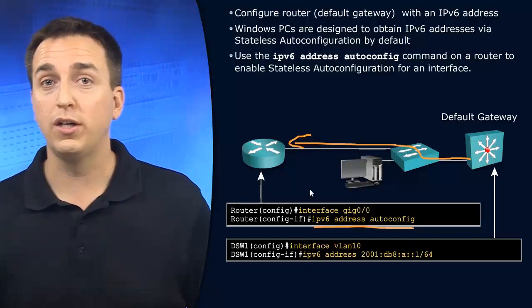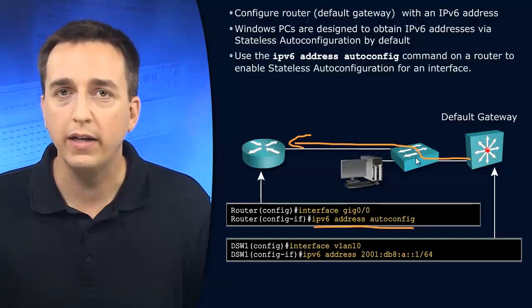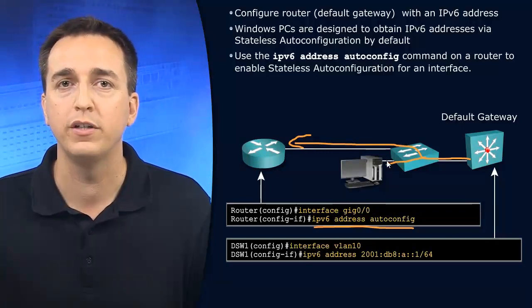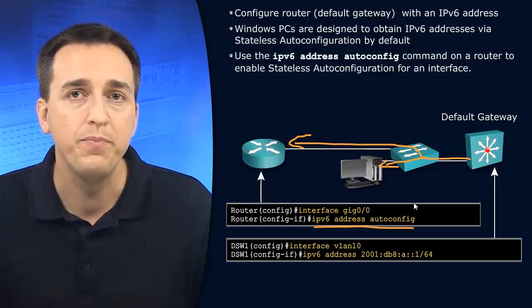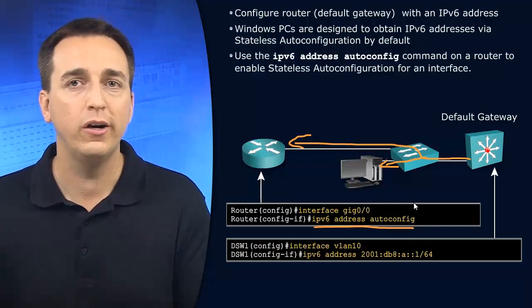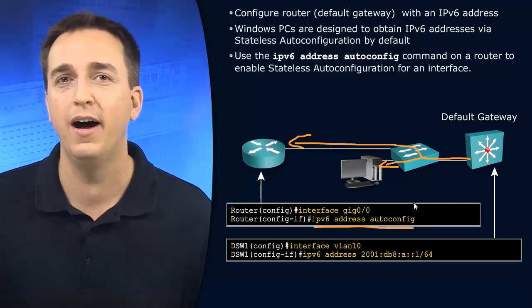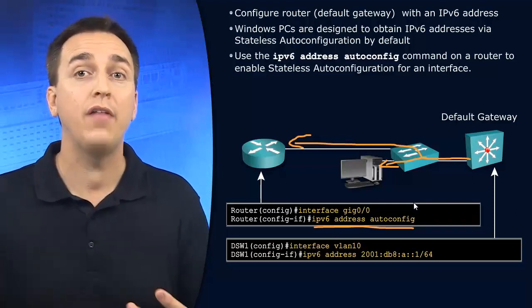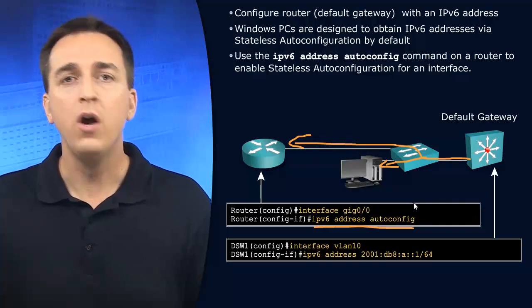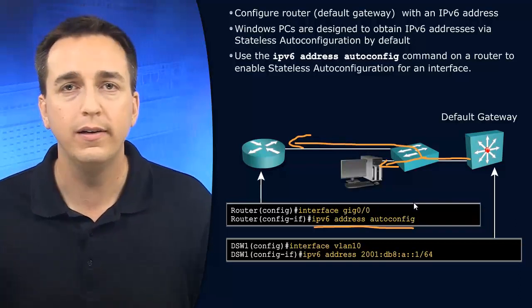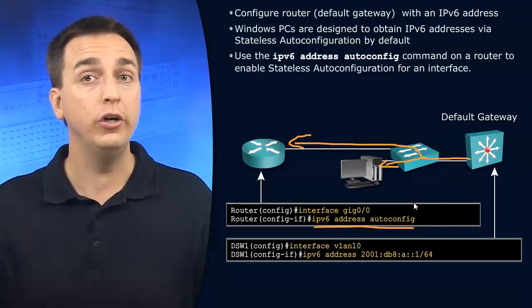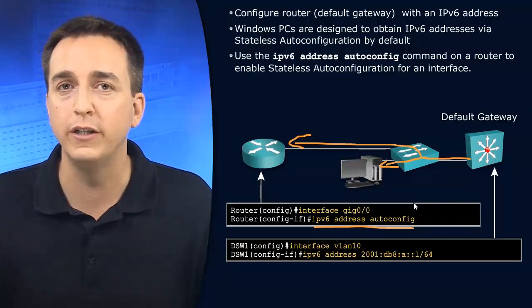Now, what about the client here? Well, the client is also going to receive that router advertisement message. However, since this is a Windows PC, depending on the version of Windows or the service pack that has been upgraded on that PC, it could either use EUI64 or it can randomly generate some random 64 bits that it's going to use for its interface portion.